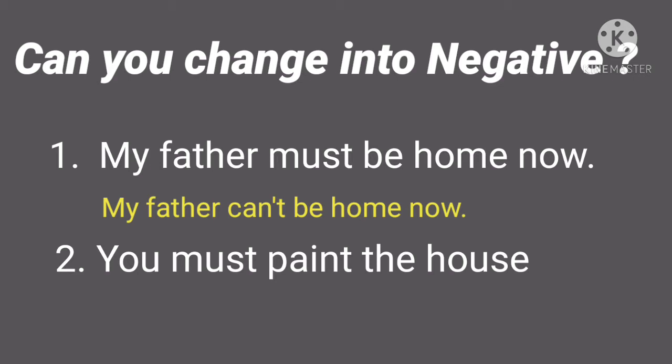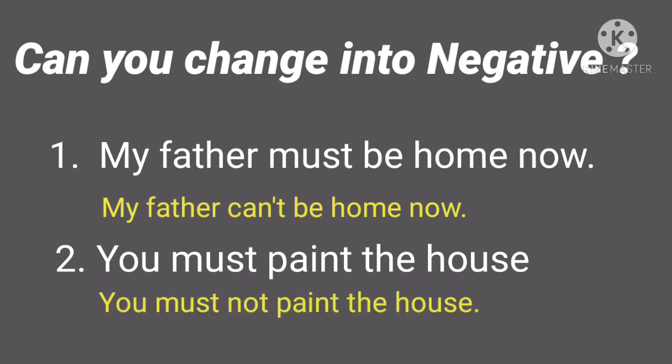Okay, cannot. Second sentence, you must paint the house. Here we talk about compulsion. We talk about something which is necessarily to be done. You must paint the house means paint the house. It's compulsory. So in this case, the negative of this sentence would be you must not paint the house. Here we would add not after must.